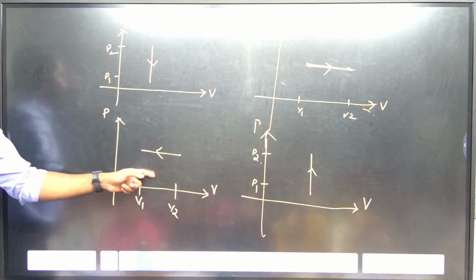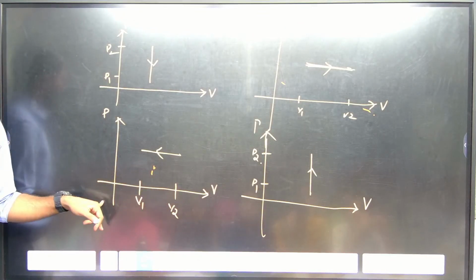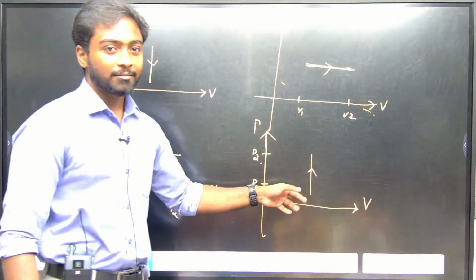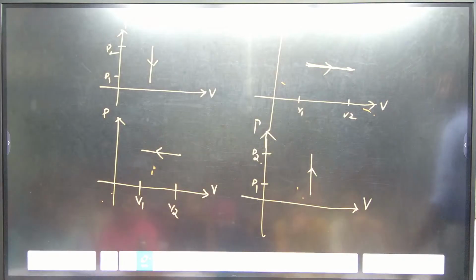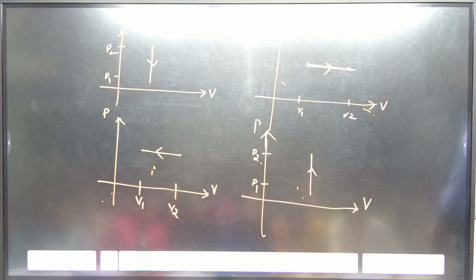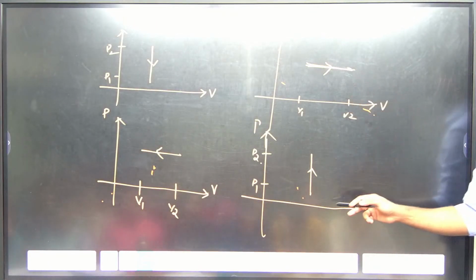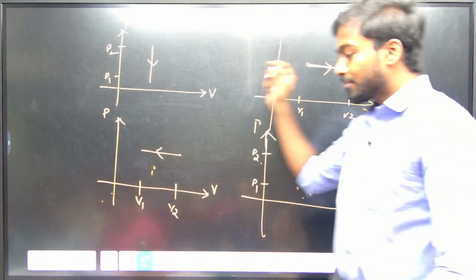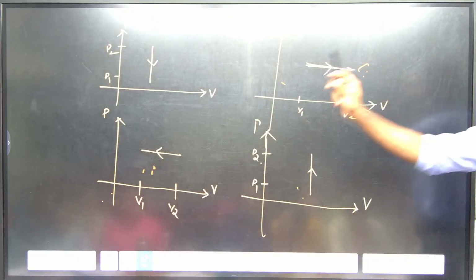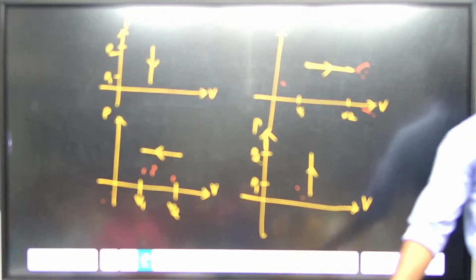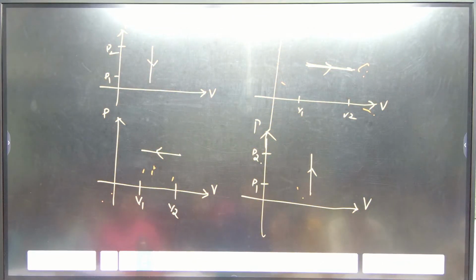Okay. And here it is decreasing. Work done will be negative. What about here? 0. Volume is constant in the first and fourth graph, and this one is positive, and this is negative because it is compression. I mean, this is expansion, and in this, compression takes place.